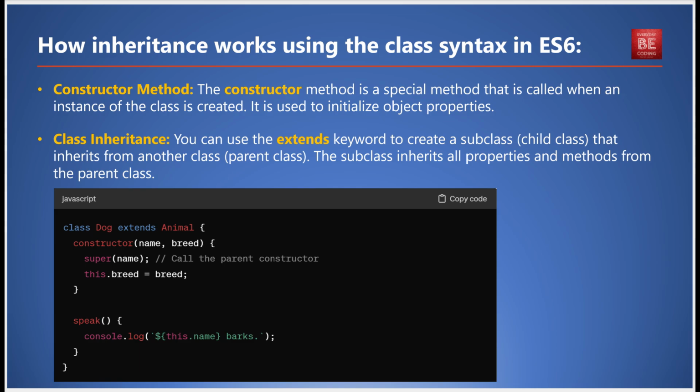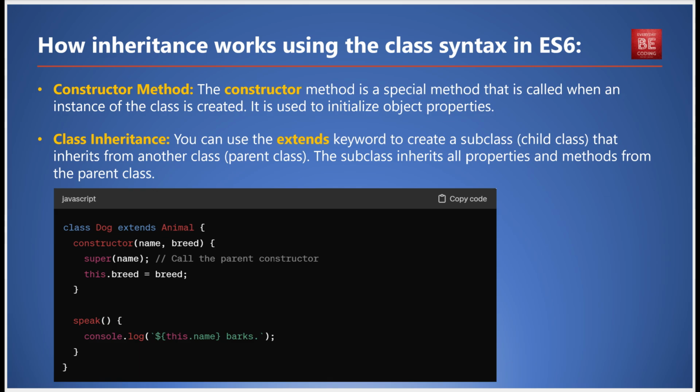Now we get to the heart of inheritance, class inheritance. By using the extends keyword, we can create a subclass, also known as a child class, which inherits from another class, known as the parent class. This means the subclass inherits all properties and methods from the parent class. Let's consider a subclass named Dog that extends our Animal class.